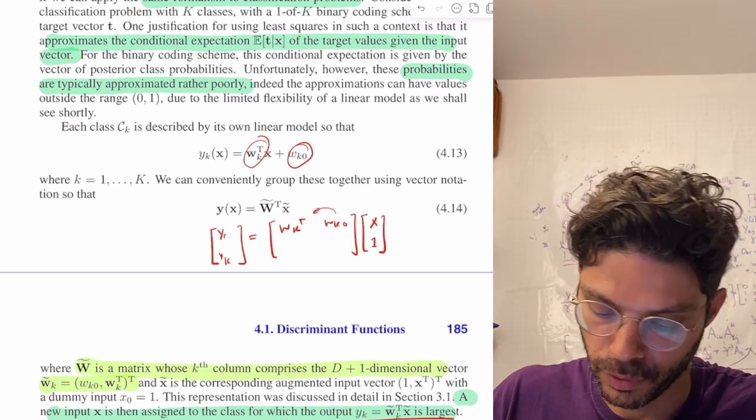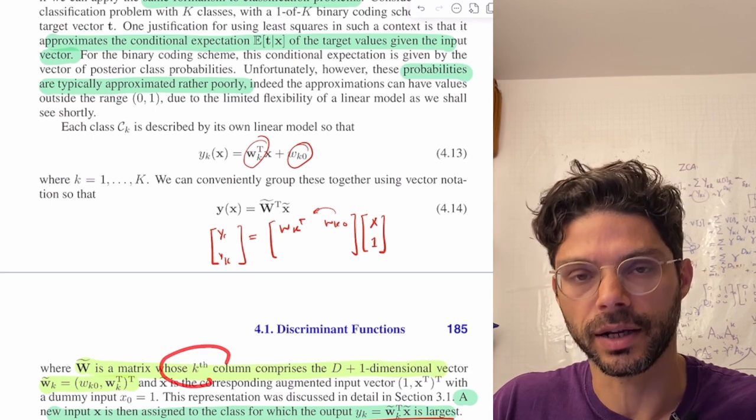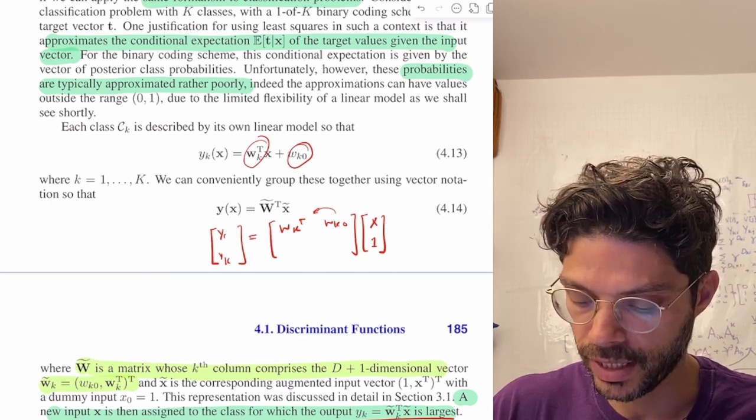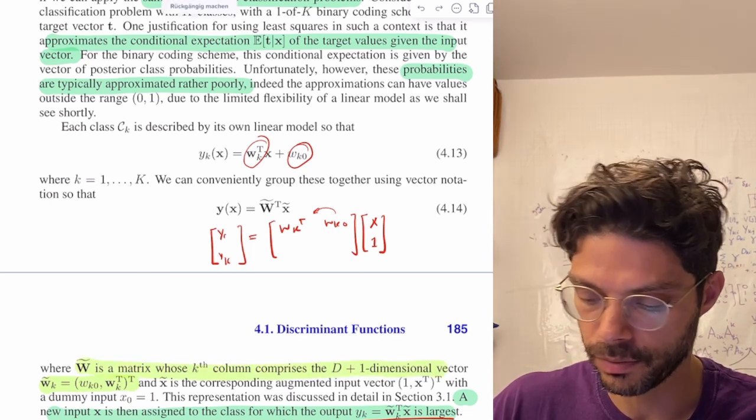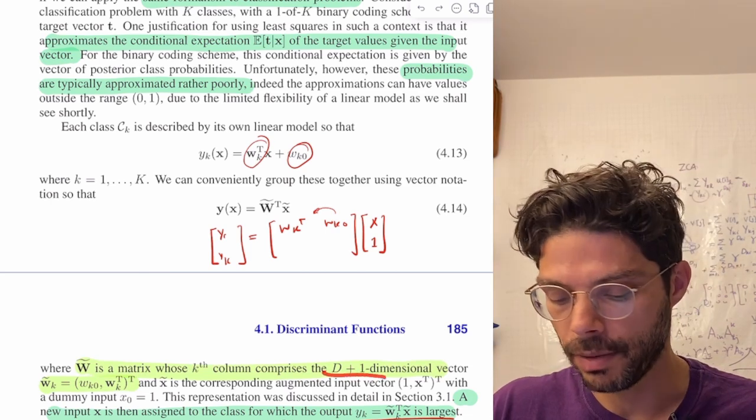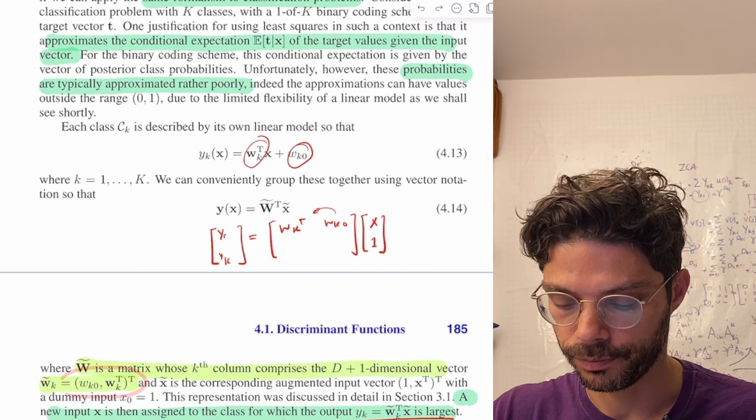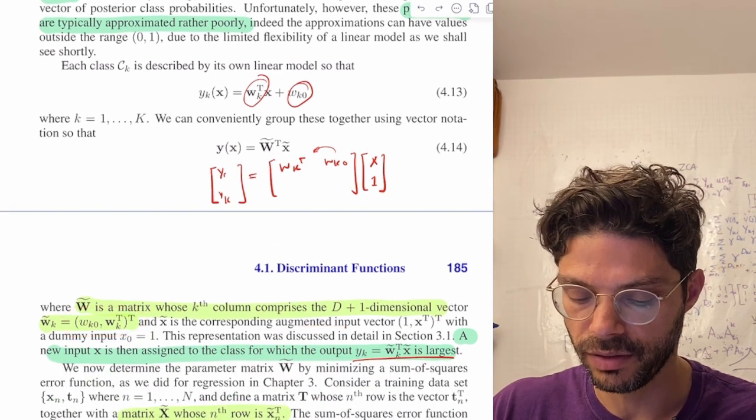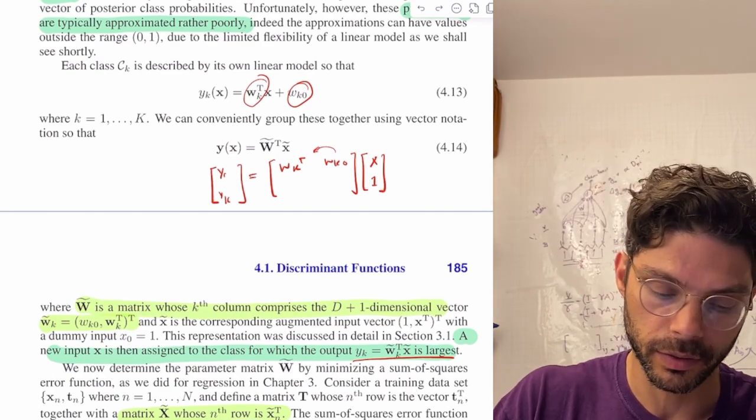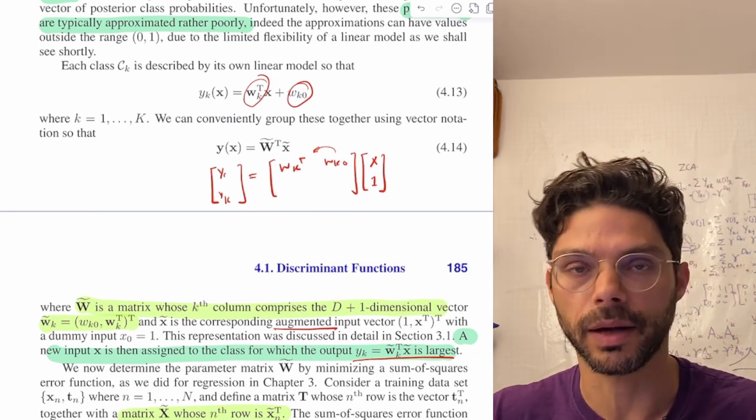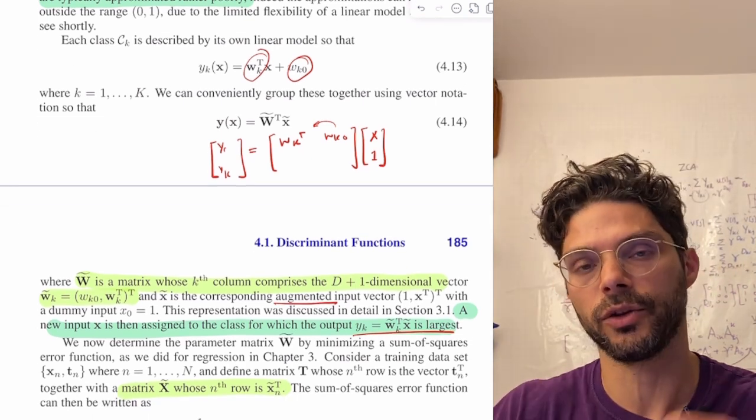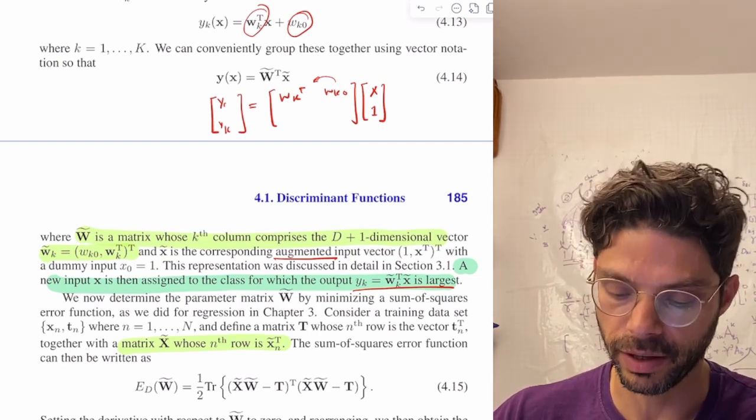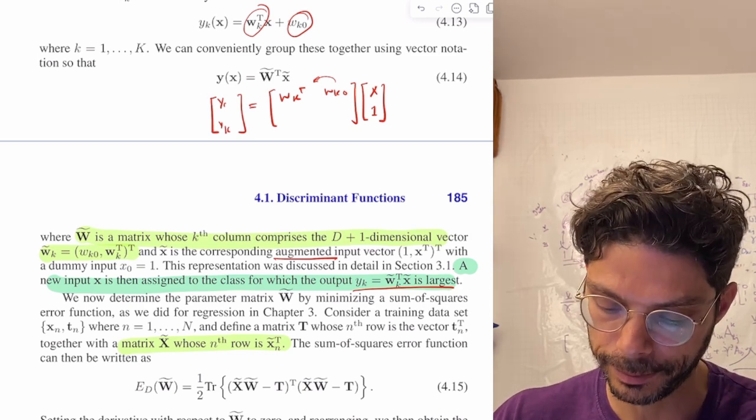Okay, so W, which I've highlighted in light green to help us keep things straight, is a matrix whose kth column comprises the D plus one dimensional vector w tilde_k. And x tilde is the corresponding augmented input vector (1, x transpose) with a dummy input on it. Let's just highlight the augmented aspect: all that means is that you can absorb the bias into the weight vector rather than having to deal with it separately.